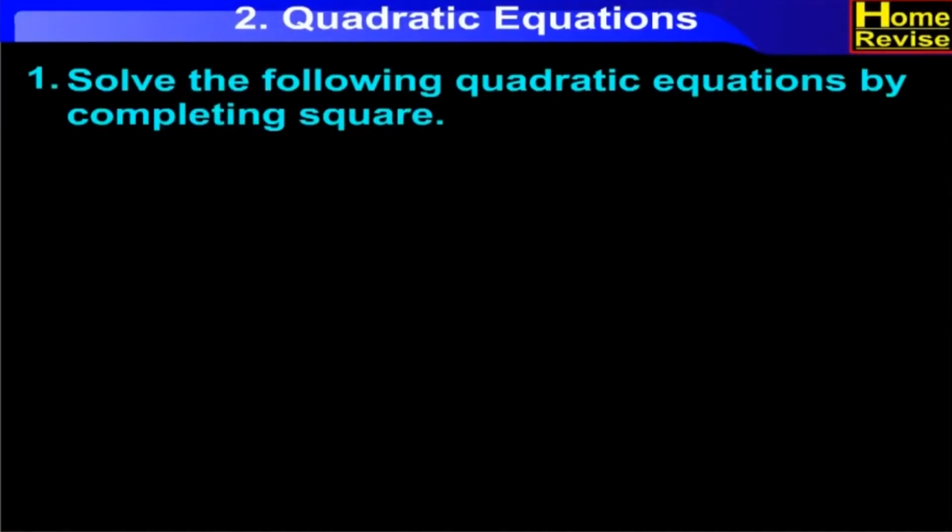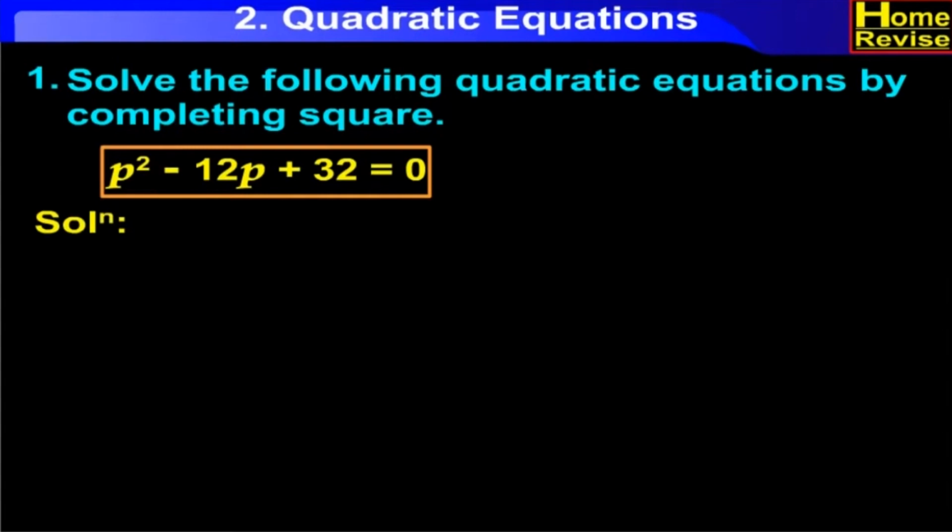Solve the following quadratic equation by completing the square: p square minus 12p plus 32 is equal to 0. Solution. The given equation is p square minus 12p plus 32 is equal to 0. Shifting the constant term to the right hand side, we have p square minus 12p is equal to minus 32.